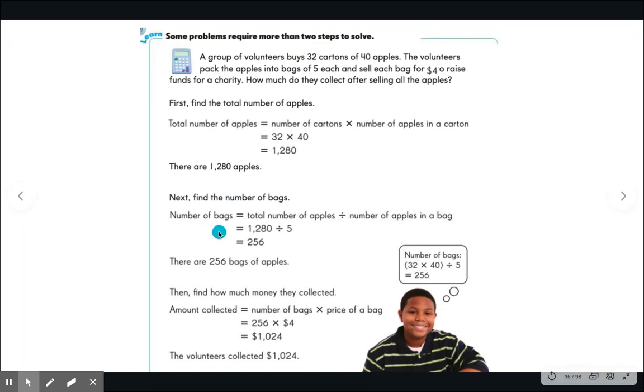Next, you're going to find the number of bags. The number of bags equals the total number of apples divided by the number of apples in a bag. So 1,280 divided by 5, there's 5 per bag, is 256. So there are 256 bags of apples. Now here's the third part of this problem. Then find out how much money they collected. The amount collected is the number of bags times the price of a bag. So there were 256 bags times $4 apiece, and that would give you $1,024. So the volunteers collected $1,024.